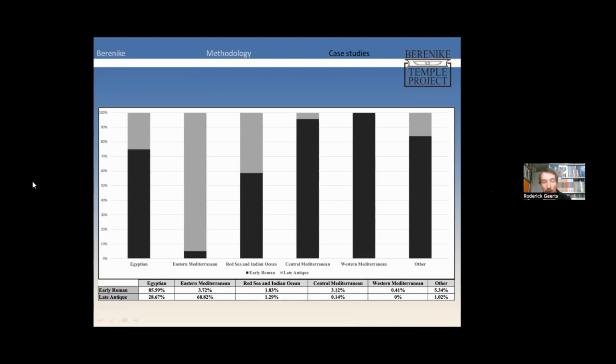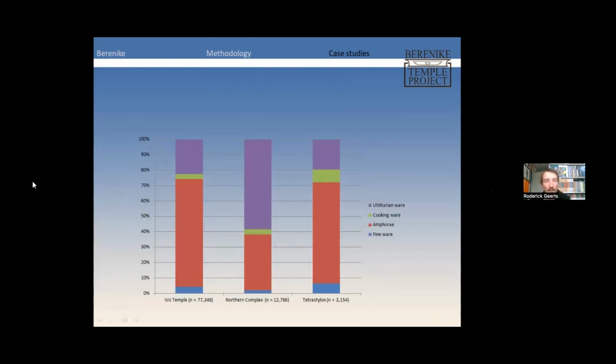And when we start working on the Isis temple material in more detail, we can organize and compare all kinds of different contexts. This is just to show that the areas we've been working on, so the Isis temple, Northern Complex, tetrastylon, are quite similar in their complete assemblages, but there are some differences between all the contexts. And with further analysis, we hope to find out how these differences occur and what they signify.